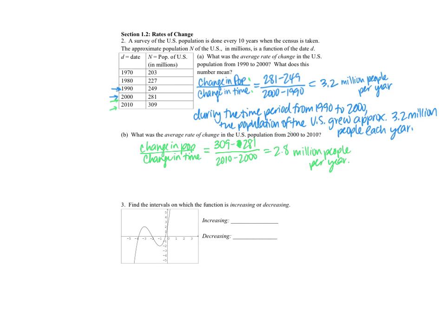Okay, the next problem says I want to find the intervals on which the function is increasing or decreasing. So what increasing means graphically is that the function is going up as I move from left to right. So I'm going to start at the left-hand side of my graph, and I'm going to see what it's doing. It looks like here it's going up, it's increasing, and then at some point here it reaches a maximum, and then it's going to be decreasing there until it reaches this minimum, and then it's increasing again.